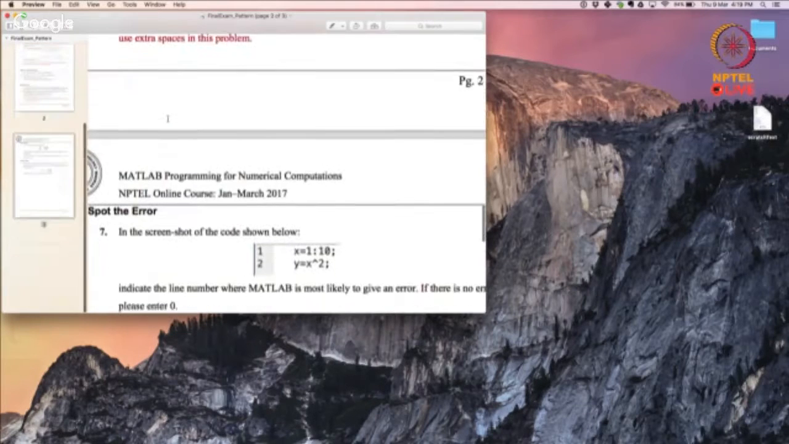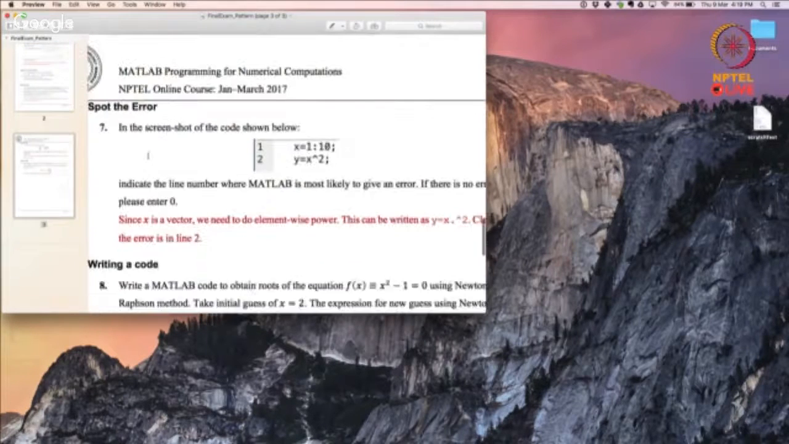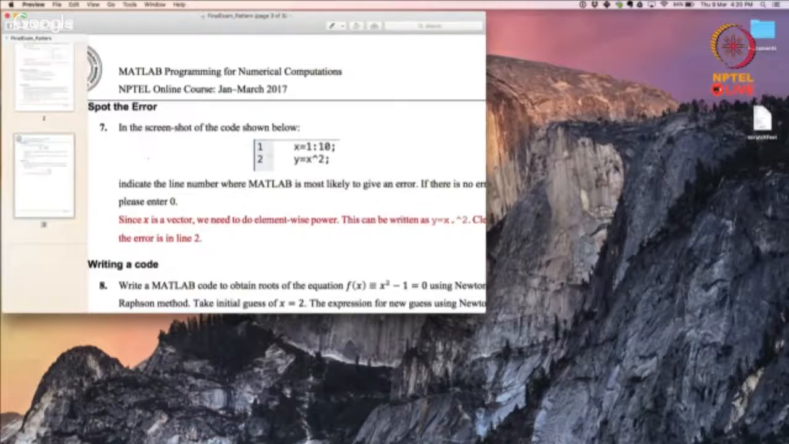Thereafter, we will have spot the error problem, and there will be 3 problems of this type. And here, what you will be required to do is, I'll give you a screenshot of a MATLAB code. This will be a reasonably small MATLAB code, 10 lines or lesser, and you are expected to spot if there is any syntax error in that MATLAB code. So if there is an error, you need to point out which line that error is.